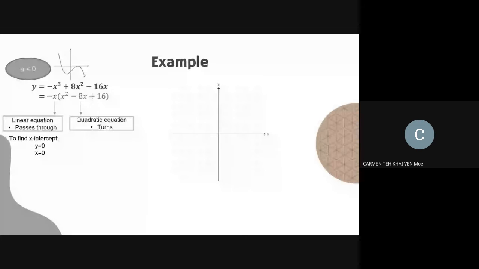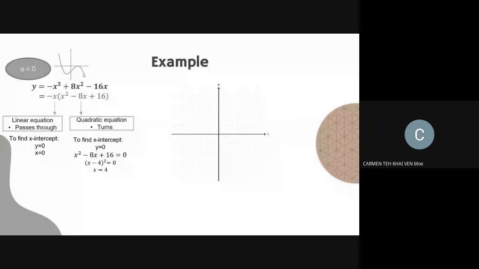When y equals 0, x also equals 0. And then for the quadratic equation, to find the x-intercept, y also has to be 0. So x squared minus 8x plus 16 equals 0. Then we factorize it into (x minus 4) squared. And then x equals 4 is the x-intercept for the quadratic equation.